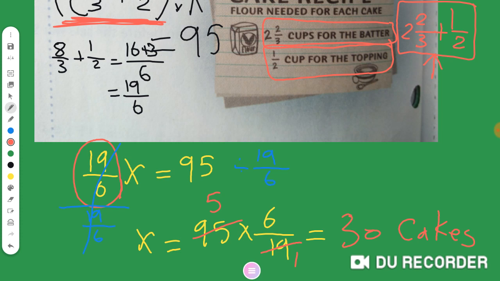So with 95 cups of flour, I can make 30 cakes with this recipe card.